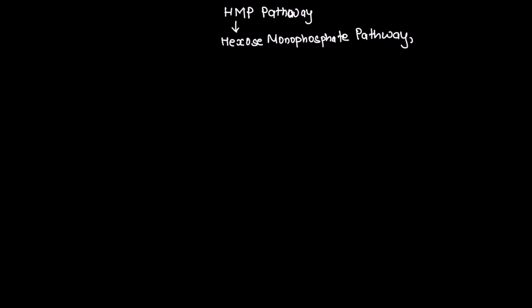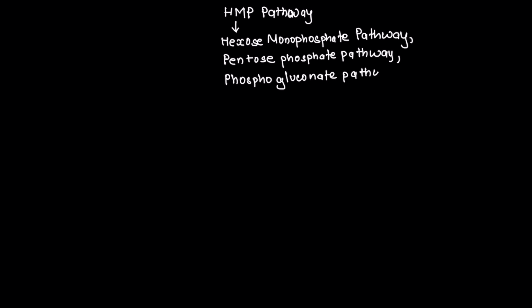So first of all, what does HMP stand for? HMP stands for hexose monophosphate pathway, right? It is also known as the pentose phosphate pathway, or phosphogluconate pathway. So these are the different names by which the HMP pathway is known, right? Then what is the HMP pathway?